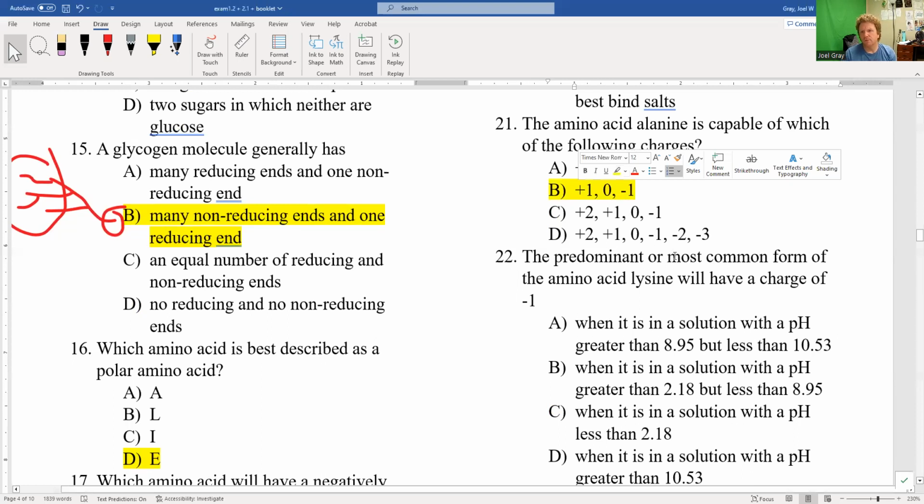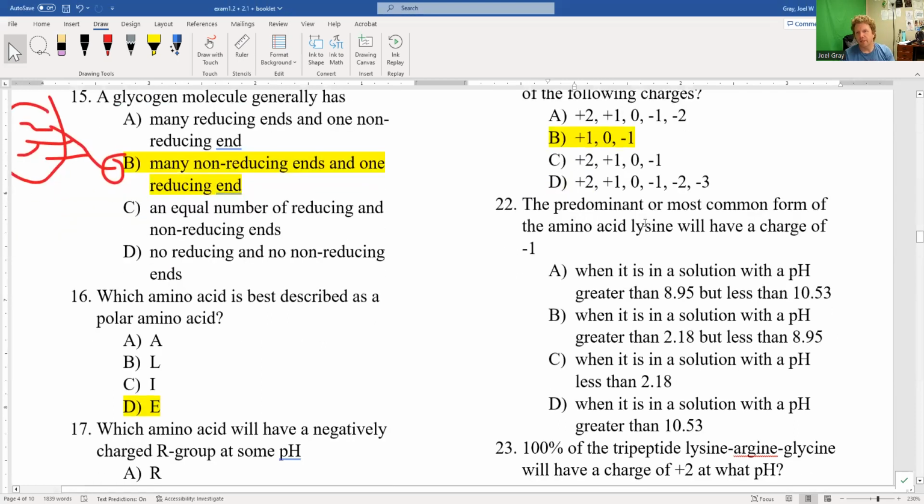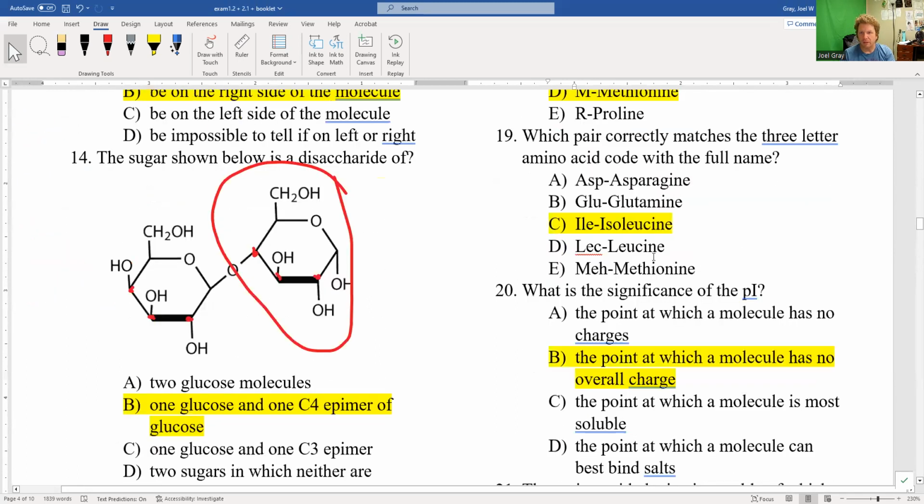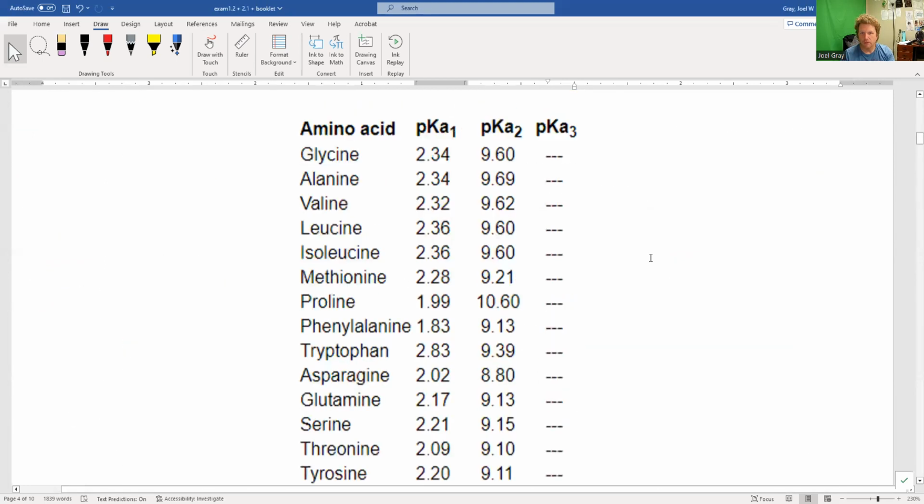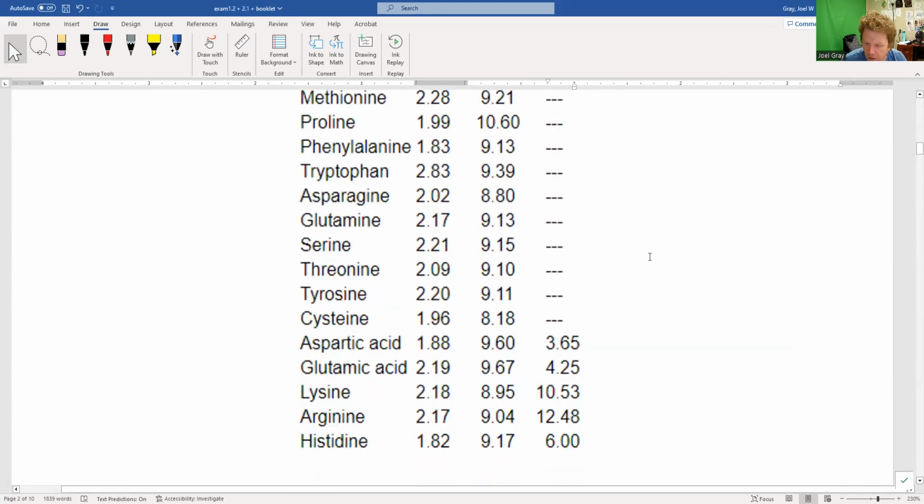The predominant or most common form of the amino acid lysine will have a charge of -1. And lysine, with its pKa's of, lysine has 3 pKa's. So I'm going to write them down on a piece of paper so I can transfer them down a little bit. 2.18.